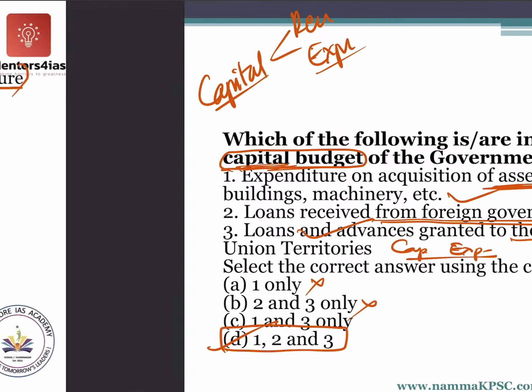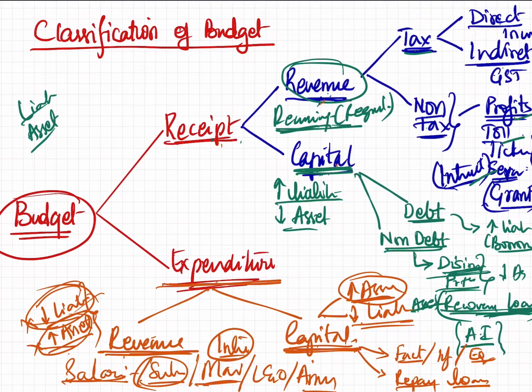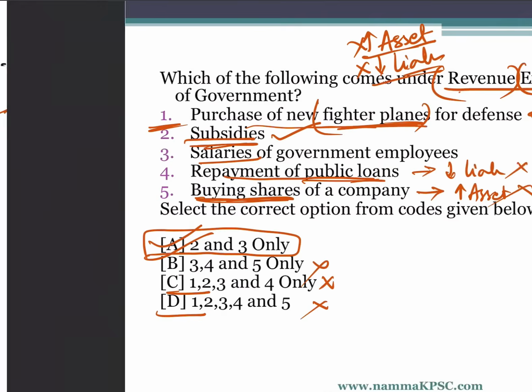Now, this is how we classify our budget. So again discussing budget, receipt, revenue receipt, tax. Budget, receipts, revenue, non-tax. Budget, receipts, capital, etc. So under receipts you have revenue and capital, and under revenue you have taxes. So first we will start our discussion with taxes. I hope this is clear.